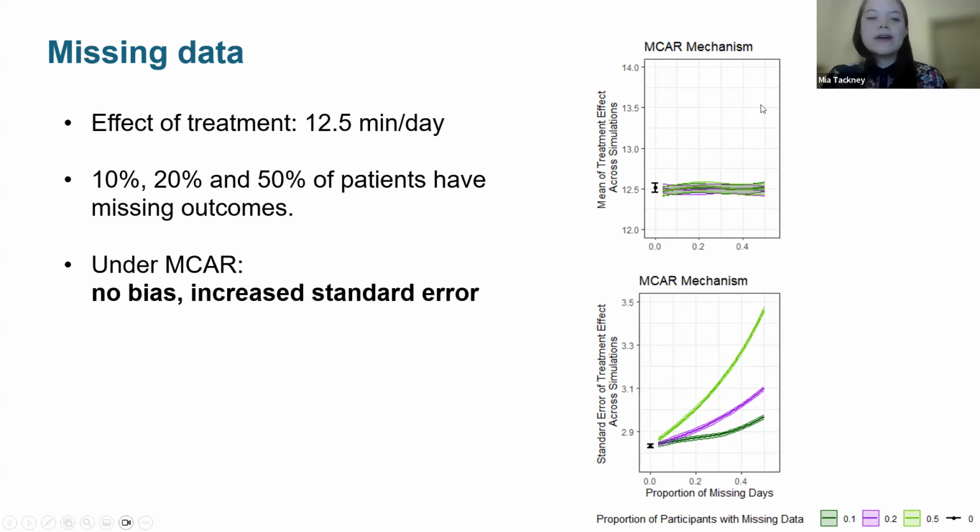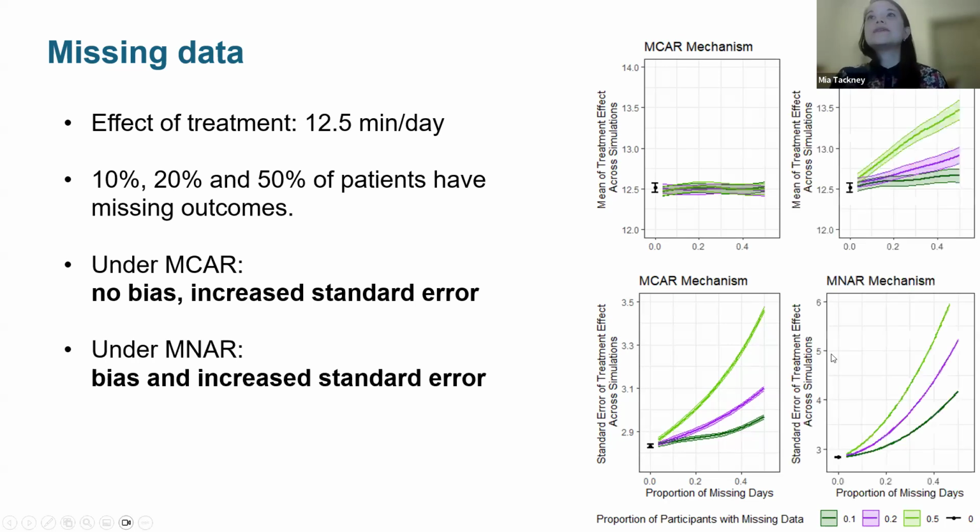And if your outcomes are missing completely at random, you will see no bias, however, potentially a very large impact on the standard error. And on the right-hand side, we're looking at what happens if specifically days that are less active go missing.